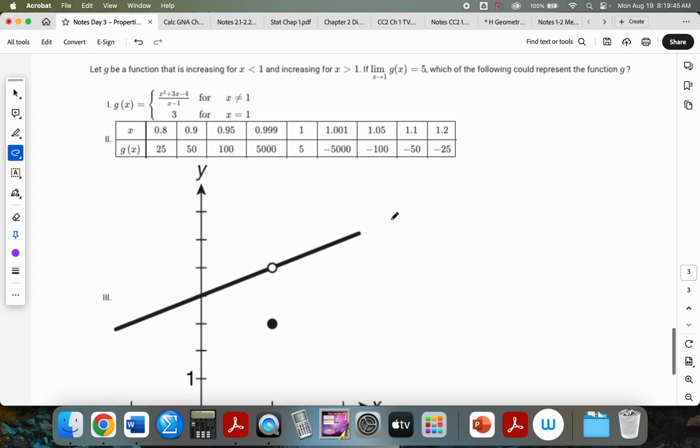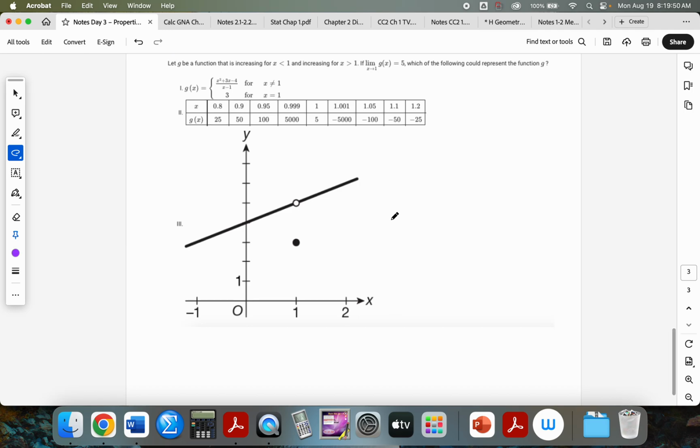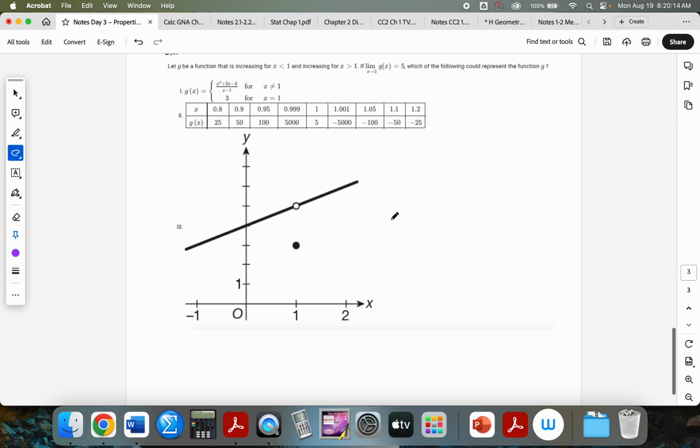All right. I'm going to make this a little bit smaller. Let g be a function that is increasing for x less than 1 and increasing for x greater than 1. If the limit as x approaches 1 of g of x is equal to 5, which of the following could represent the function g? So there are 3 different choices.